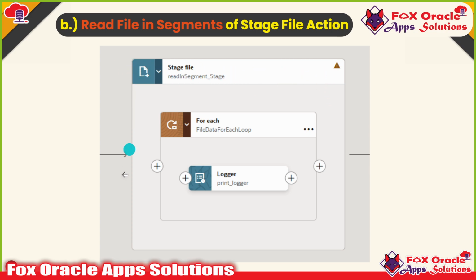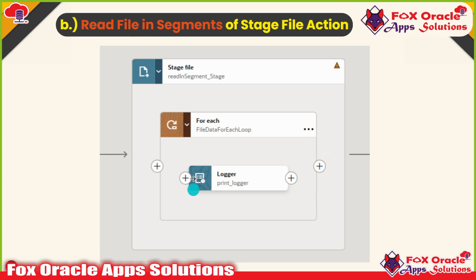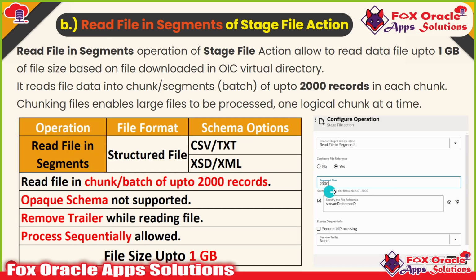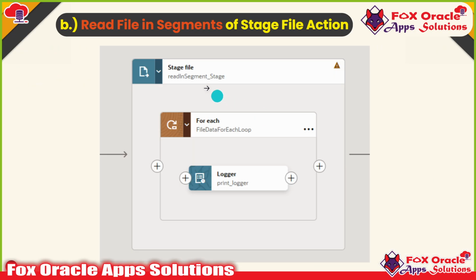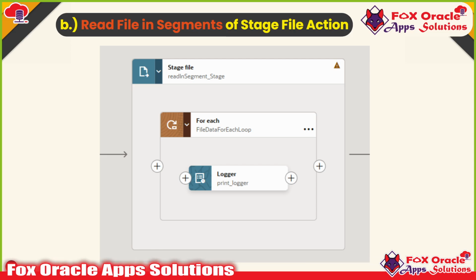This is the scope. You can see it seems like a for each loop that we added internally, but it is a stage file. I gave the name of this stage file as read in segment underscore stage, and by default you are able to see this scope, right? So this is the iteration of a stage file. If we provide 2000 as the iteration, that is the segment size, then this scope of the stage file will automatically iterate for each and every 2000 records.